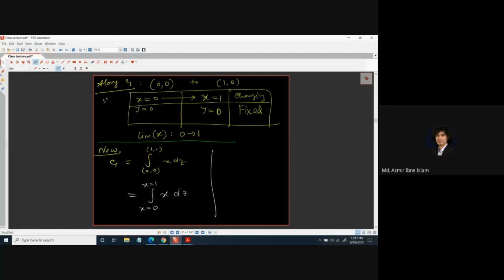That means step 1, this is our step 1. And step 2 is to find dz from z equal to x plus yi. So here input the fixed value. The fixed value is y, y is 0, so 0i. That means actually you have z equal to x. So if we differentiate, we will get dz equal to dx. Directly I am writing. So dz will be converted to dx. Now we can easily solve this integral.